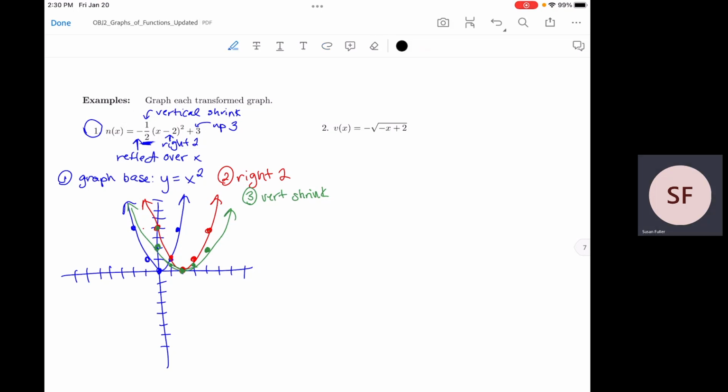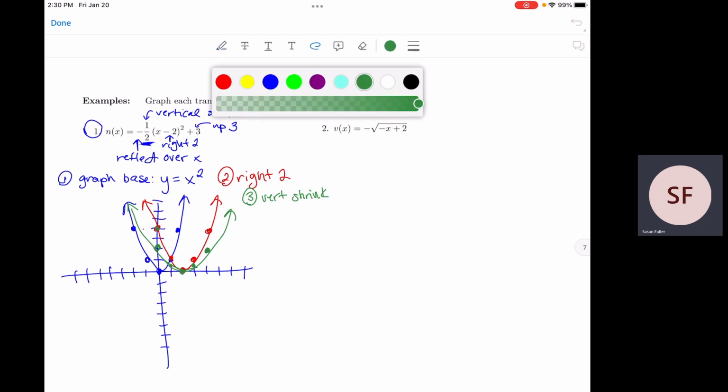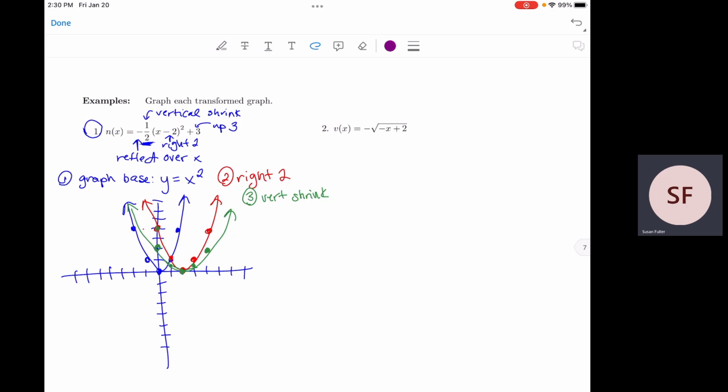Okay, so I've done my vertical shrinking. I don't have any horizontal stretching or shrinking, so I don't have to worry about that. The next thing I need to do is any reflections. I do have a reflection over the x-axis, so I'm going to take each of these points and I'm going to flip them vertically across the x-axis.